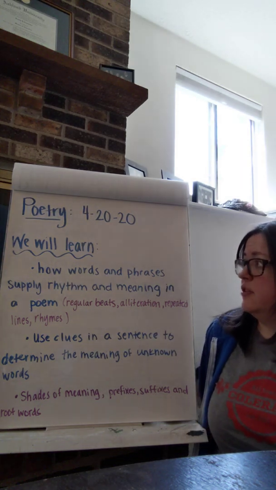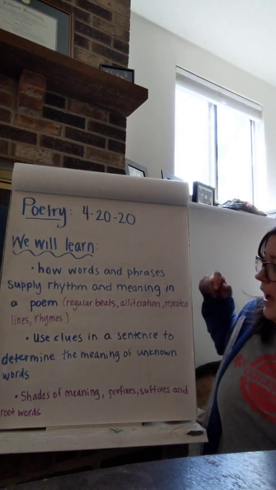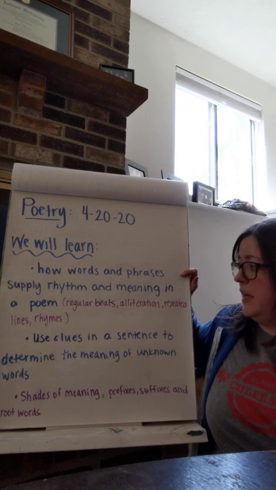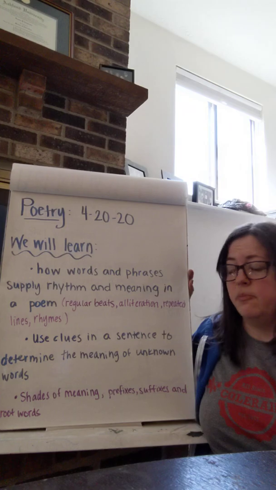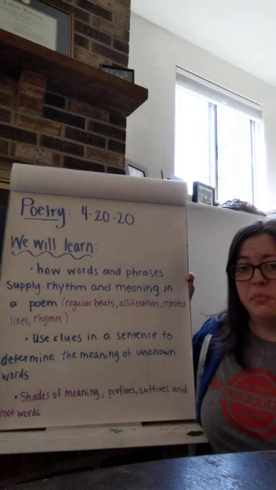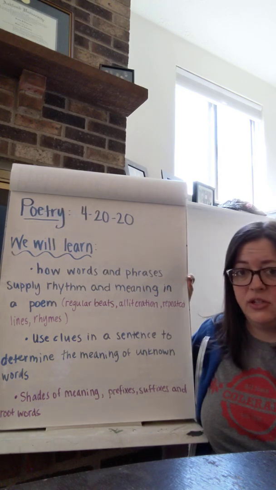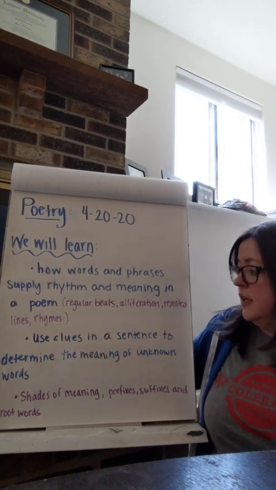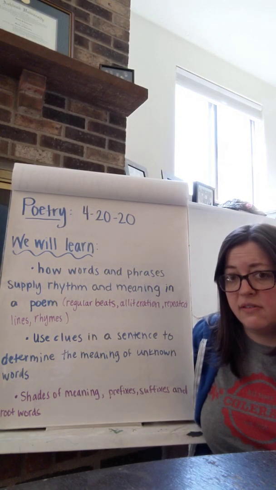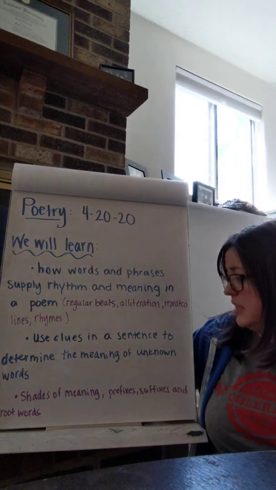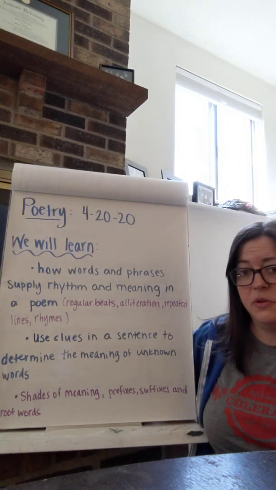Okay, so some of the standards that we're going to learn over this 2-week unit is how words and phrases supply rhythm and meaning in a poem. Okay, and we'll do that through regular beats, alliteration, repeated lines, and rhymes. And Miss Meadows is going to teach you what all of those different things are. We're also going to use clues because poetry uses a lot of really interesting vocabulary. We're going to use clues in a sentence to determine the meaning of unknown vocabulary words.